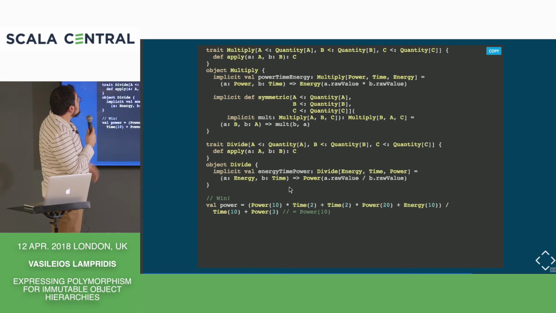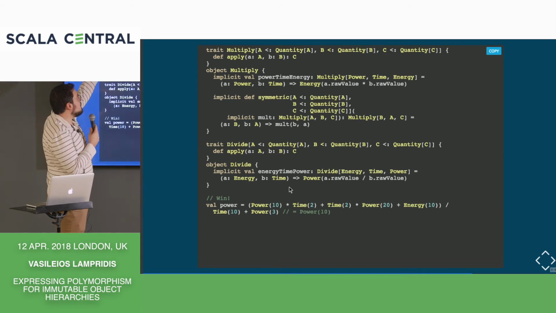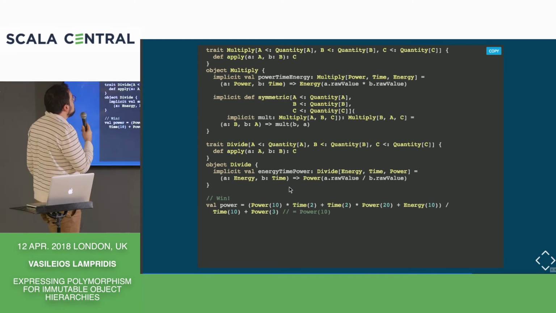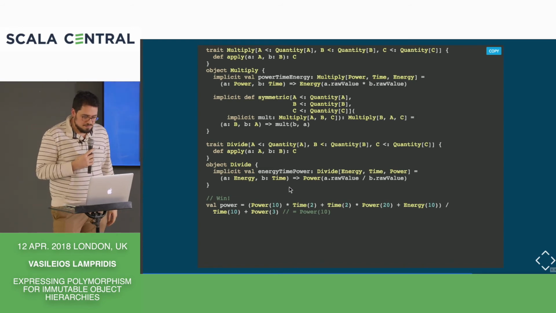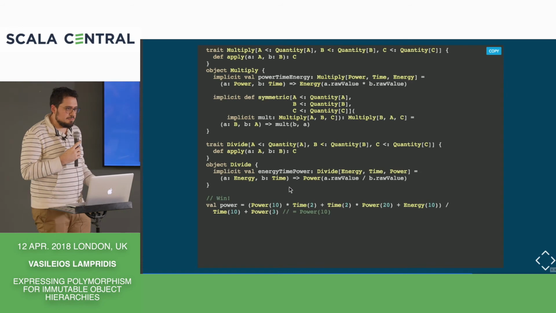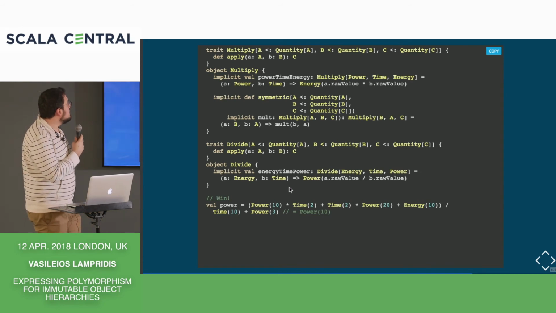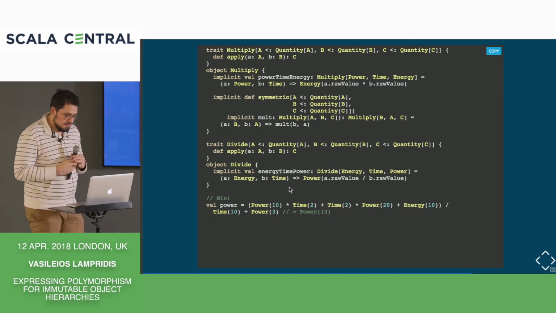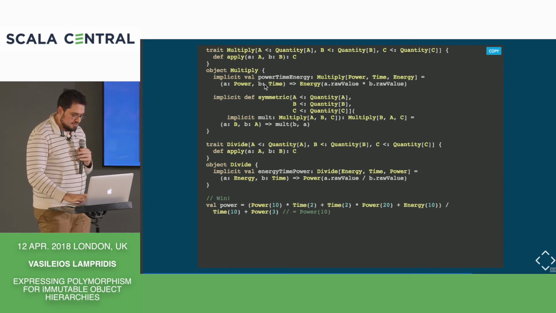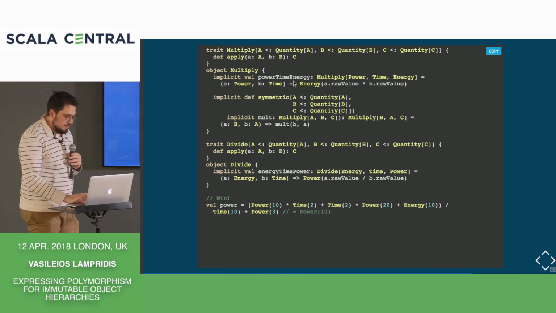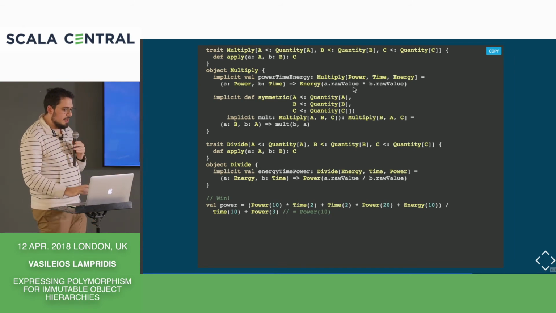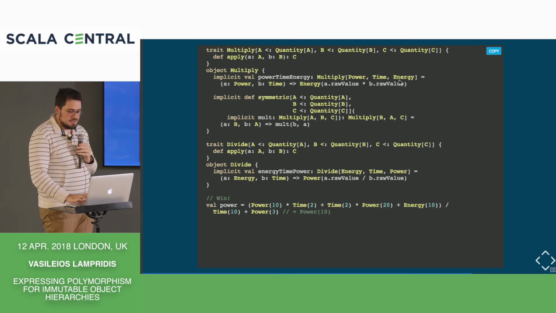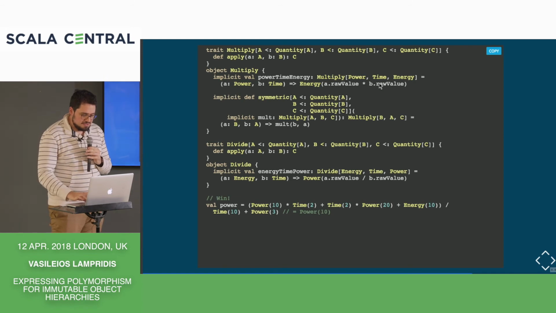So we have a trait with that apply method taking A and B and producing C. And I also follow this constraint of quantities, but this is not strictly needed for the example. But I think it's a good practice since you have that type constraint. You may as well apply it. Otherwise, why go through the trouble? And I define two instances. I define the first multiplicative relationship, which is if we multiply power with time, we get back energy. And I don't bother with units, as I said, just multiply the raw values of it.